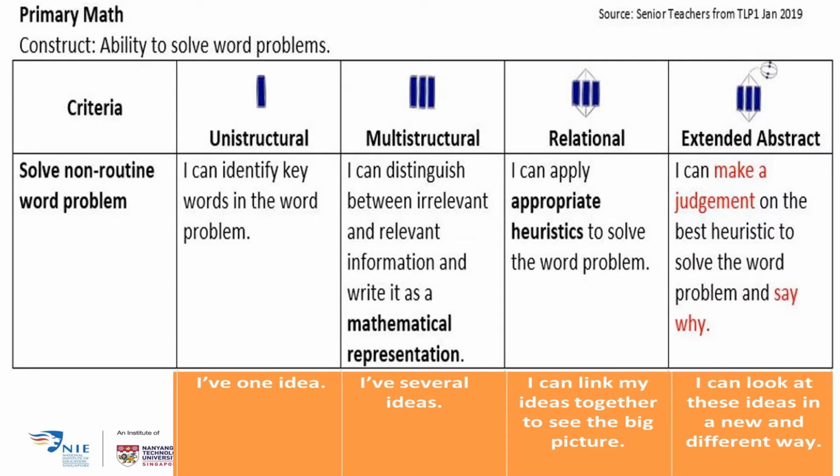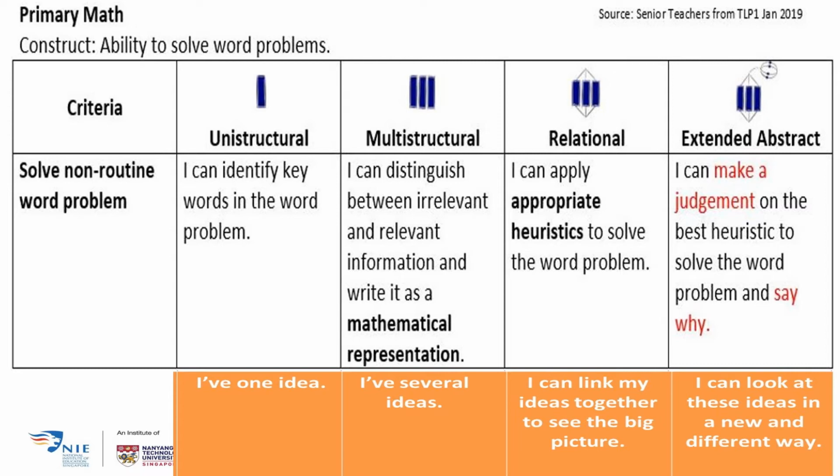This is an example of a rubric in the context of math problem solving. The standards are mapped against SOLO levels of understanding, beginning with unistructural, where students have one idea, multistructural, where they have several ideas, but these ideas are not linked. At the relational level, they can link the ideas together to see the big picture. And at the extended abstract level, these ideas are seen in new and different ways.